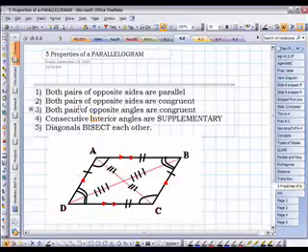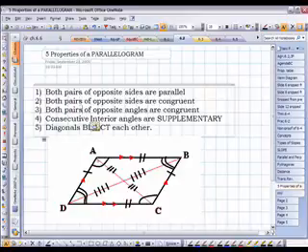And then we've got both pairs of opposite angles congruent. So angle A and angle C are congruent, angle B and angle D are congruent. Consecutive interior angles are supplementary. So A plus B is 180, B plus C is 180, C and D 180, D and A 180.